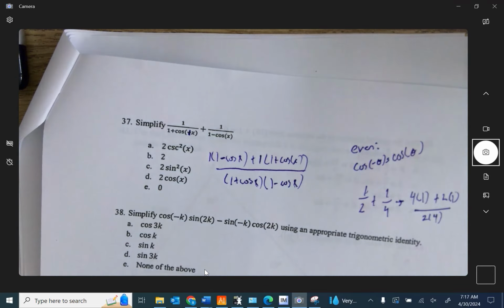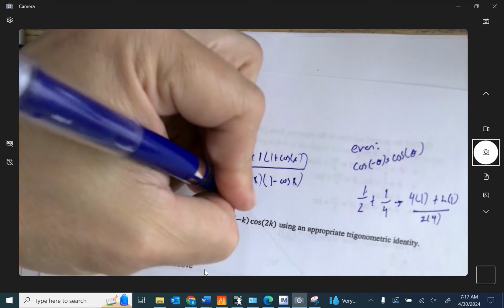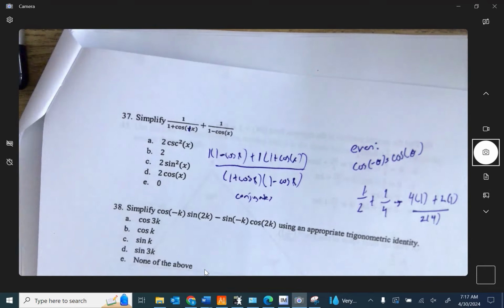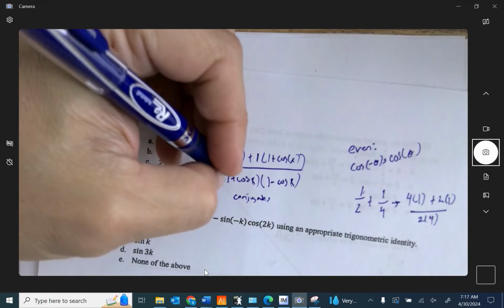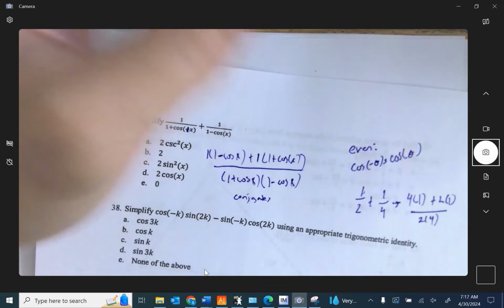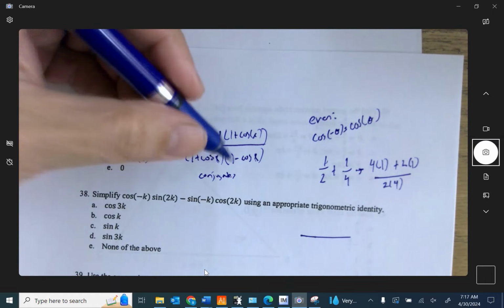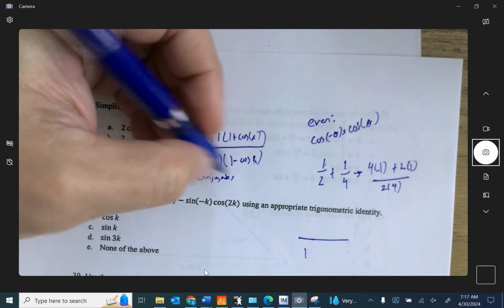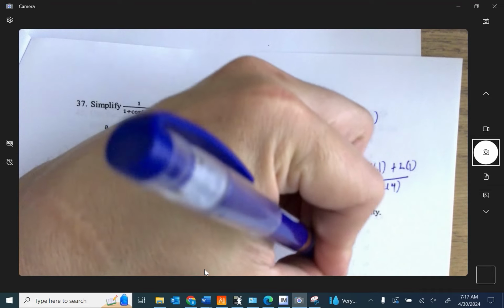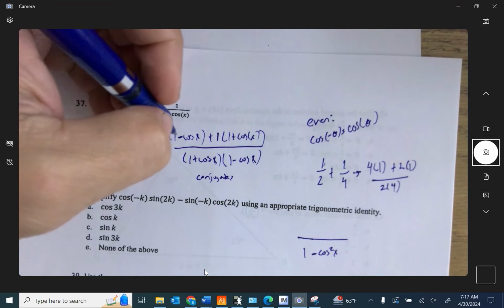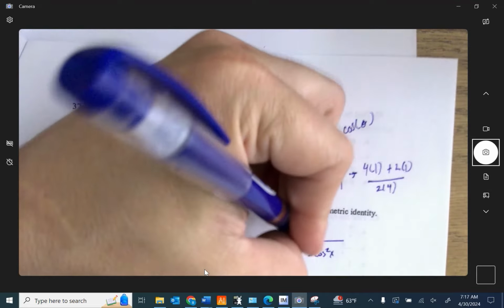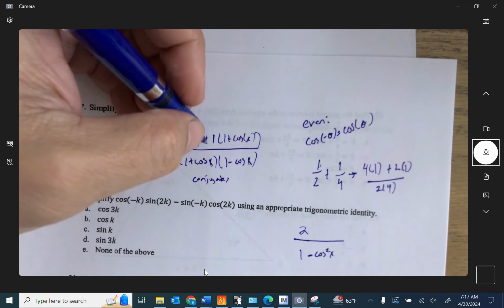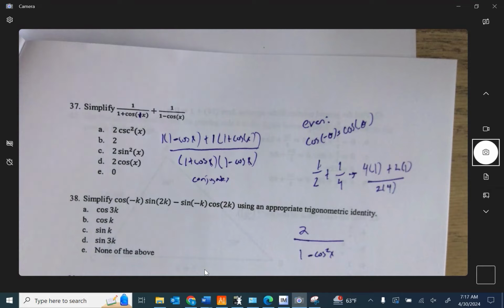Now, if you're thinking the word conjugate like I am, we're on the same page. These are conjugates. Beautiful, because on conjugates, all that matters is first and last. So we do 1 times 1. 1 times 1 is 1. And a positive cosine times negative cosine is minus cosine squared of x. In the numerator, we have 1 plus 1, which is 2. We have a negative cosine x plus a cosine x, so it's just 2.